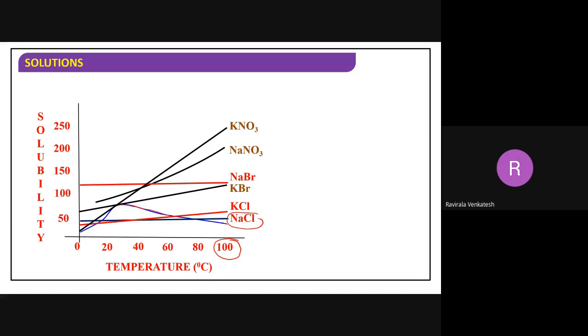But what about KNO3? See, it is rising. Solubility is rising like this. Because which type of process is it? Anybody? Which type of process is KNO3? Endothermic process. And this one is what? Exothermic process. For an exothermic process, as temperature rises, solubility decreases. Right? This is the graph.